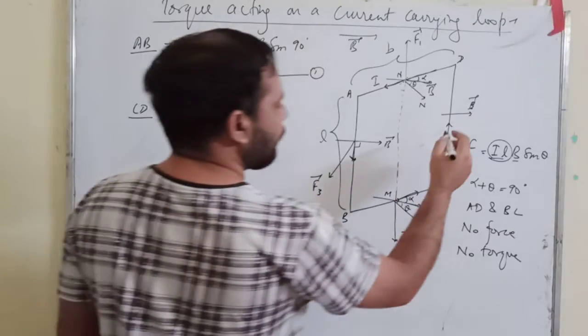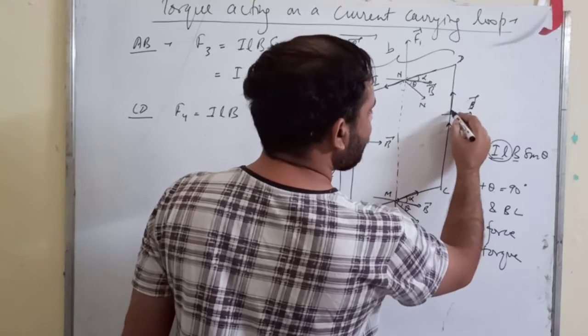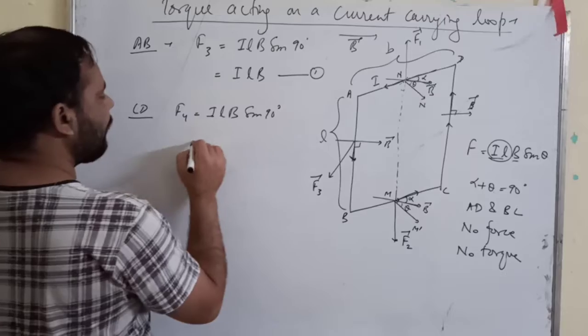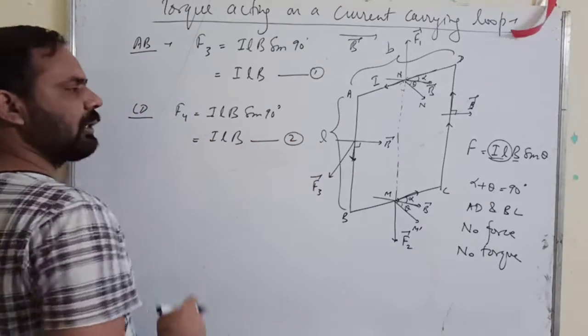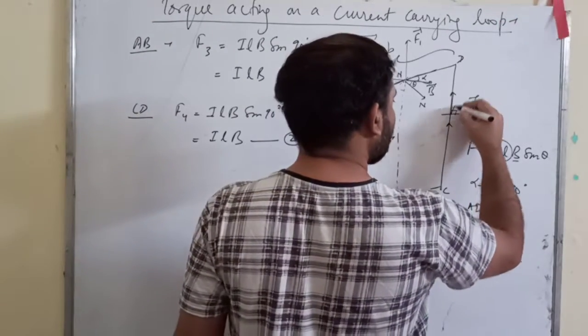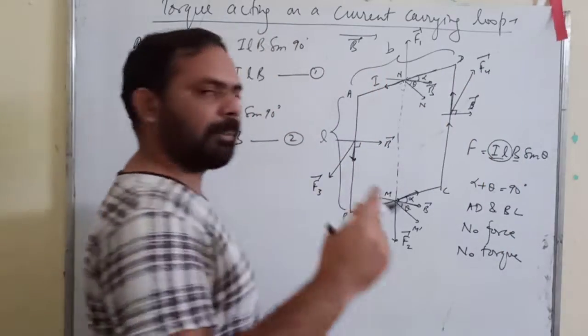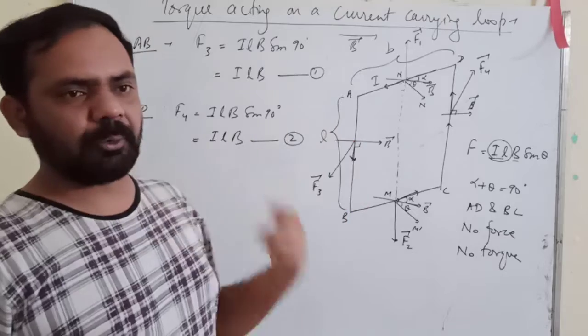ILB, and here I L is this, right? And B is this. So the angle is again 90. So it is sine 90 is equal to ILB. This is your force. What will be the direction? By using Fleming's left hand rule, the direction would be perpendicular to the board and inward. Perpendicular to the board and outwards.